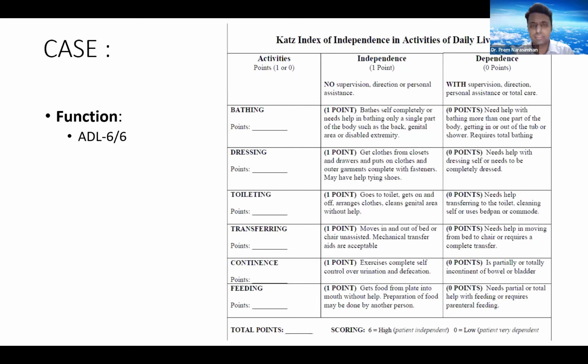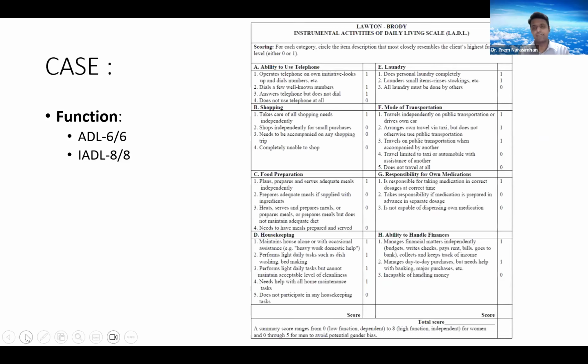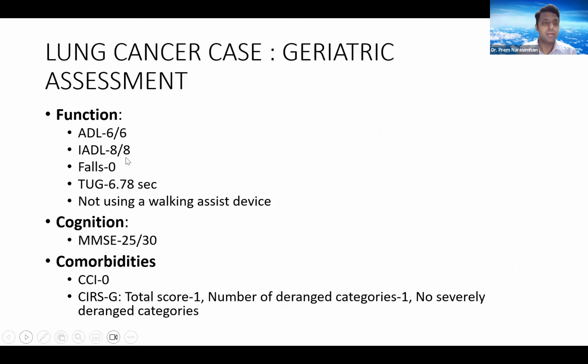Okay, so one of the very important components is functional assessment. As we see, the older adult is independent in her activities of daily living, and even in her instrumental activities of daily living. So both are independent. Her ADL is 6 out of 6, her IADL is 8 out of 8, which is good. I think the glaring thing which all geriatricians will look up will be the TUG. So the TUG was around 6.7. She's not using a walking assistive device as well, her cognition is 25 out of 30, her Charlson Comorbidity Index is 0, and her GDS is 1, which is okay.